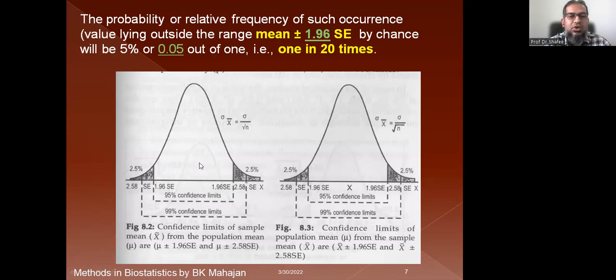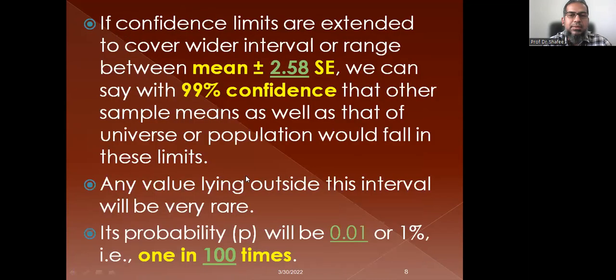So 95% of the sample means will fall in this range, because we have the population mean here. If any value falls beyond this range, at the 95% level of significance, we call it by chance. So 5% will fall outside this range by chance, and 95% will normally fall in this range. So there is a chance of 1 in 20 times of a mean falling outside this range by chance.